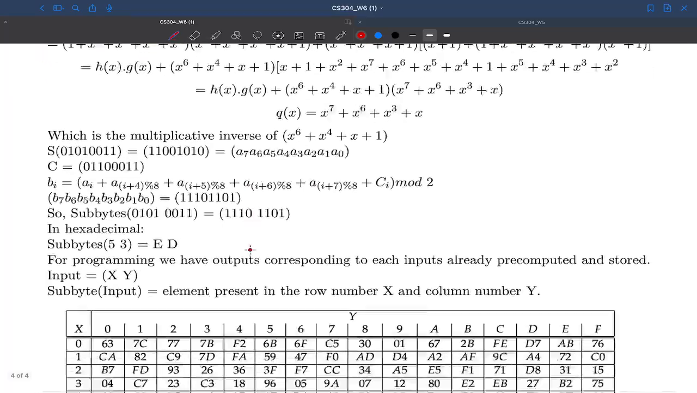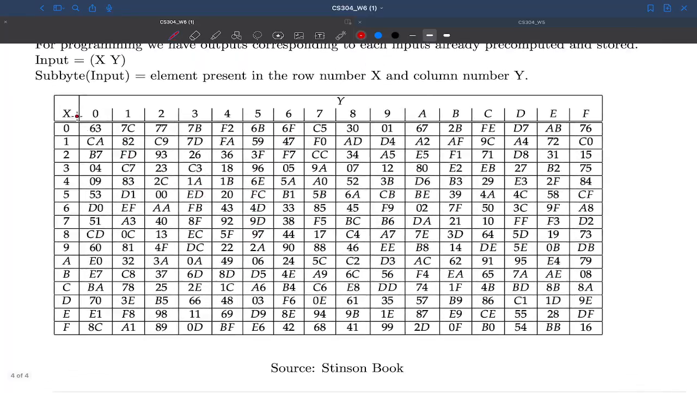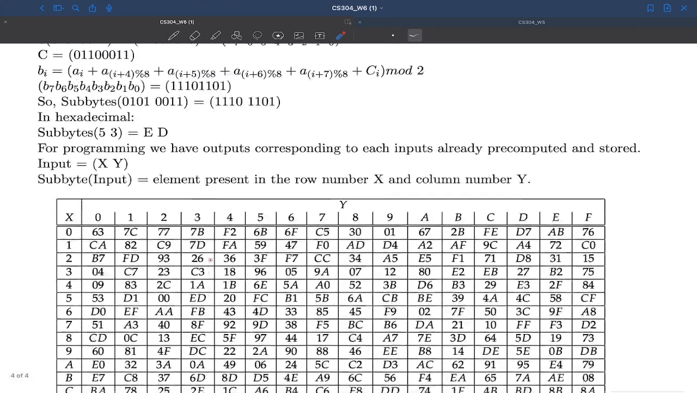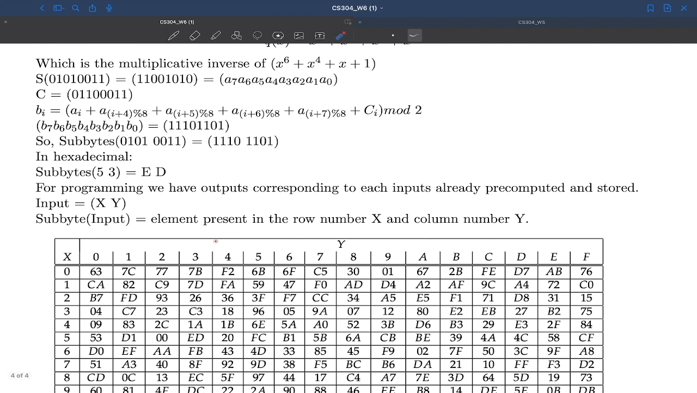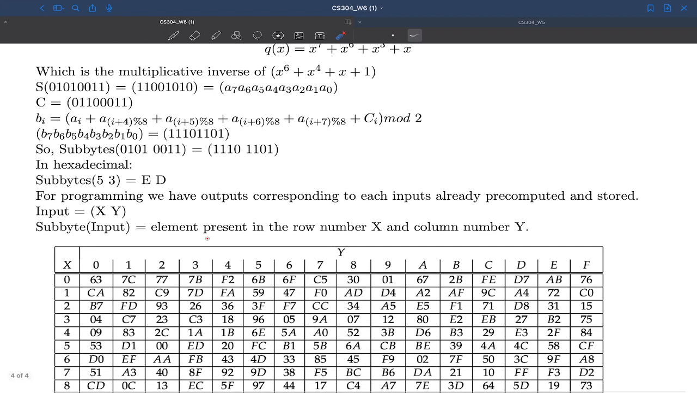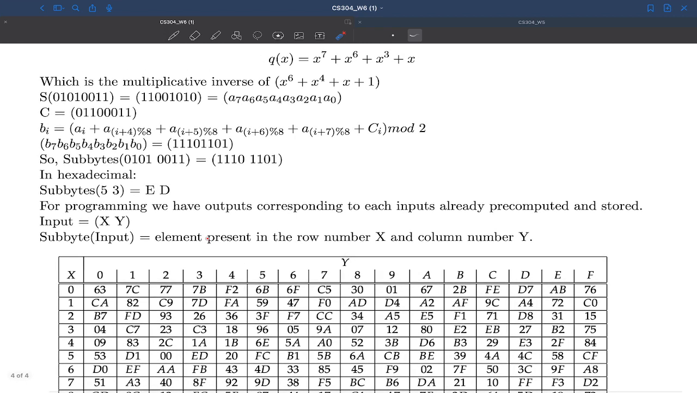So here is my table. This is my sub-byte table. Now how to use this table? If someone gives you an 8-bit string and asks you to find the output corresponding to it using this lookup table. This sub-byte table is defined in basically hexadecimal.